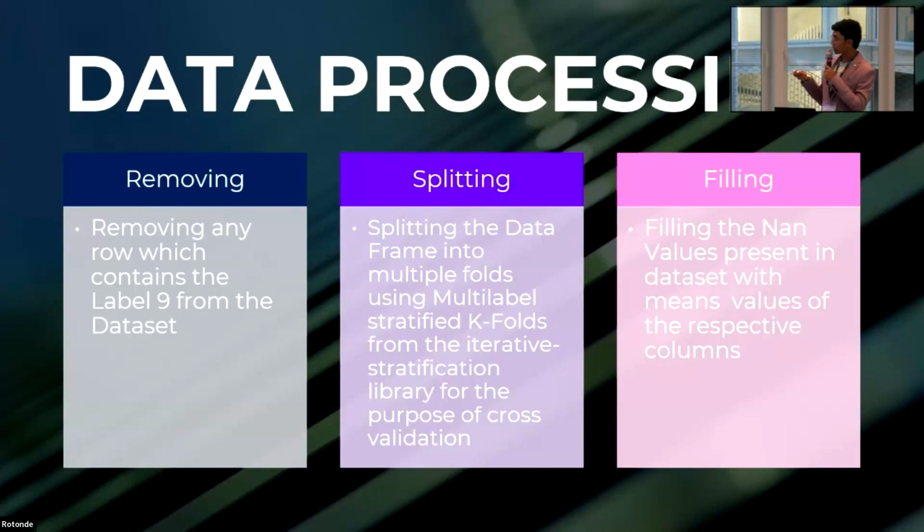And the third part was filling the NaN values, which means the columns that did not have any values in them. This was a major challenge because I had to try a lot of things to make sure that my model does not overfit to these NaN values. So I tried a lot of things for it.